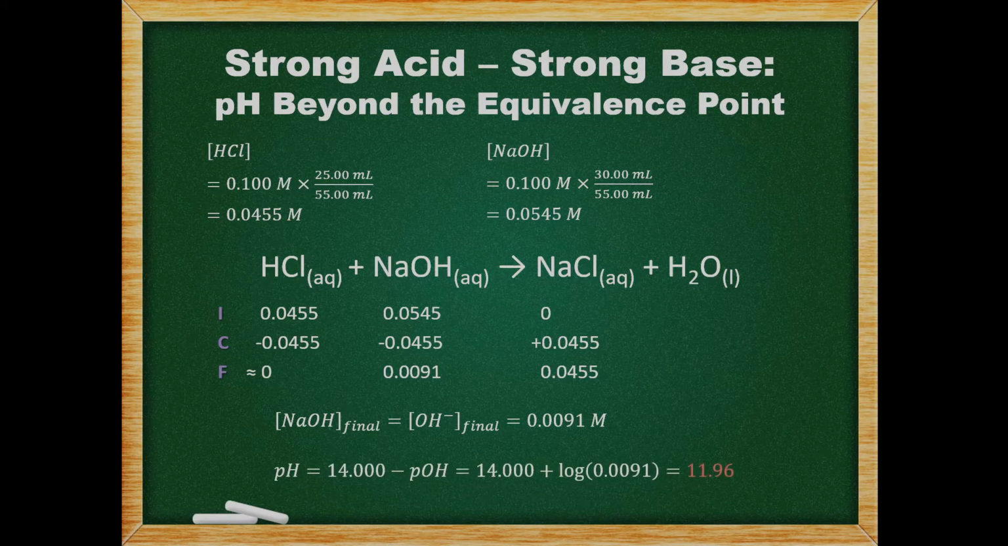All answers we calculate should have the correct sig figs. In this case, our concentrations were good to 3 sig figs, but subtracting them in the ICF table left us with 2 sig figs. When we are dealing with logs, the number of sig figs of the number we are taking the logarithm of determines the number of decimal places in the final answer.